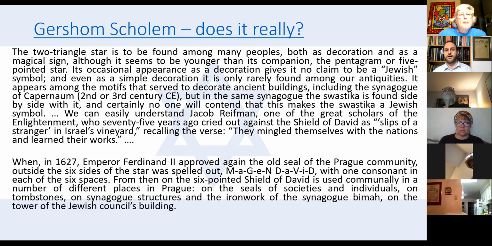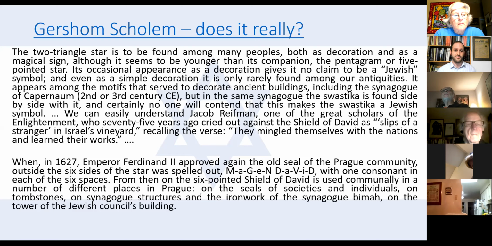So he quotes this Jacob Reifman, a scholar of the Enlightenment. Again, the Enlightenment is a complicated point in history, which we will leave aside for now. He called it the Shield of David, a slip of a stranger in Israel's vineyard, citing the verse, "They mingled themselves with the nations and learned their works." So basically, Magen David has absolutely no Jewish origins. That was the opinion of Jacob Reifman: that it is something stolen from the non-Jews.